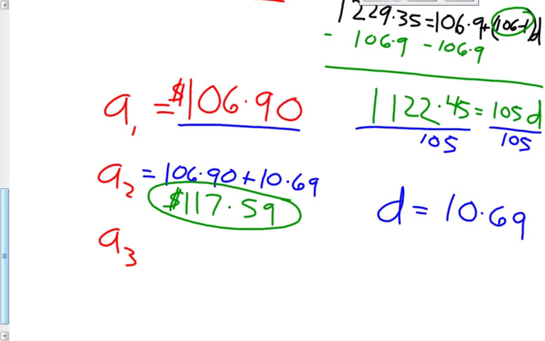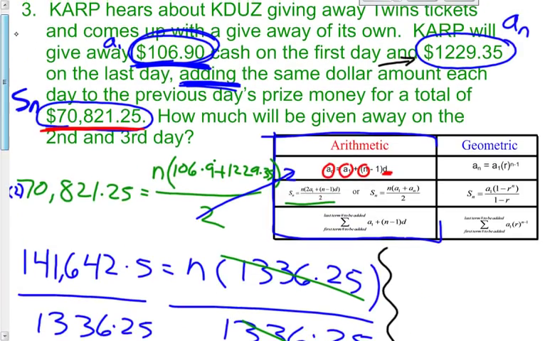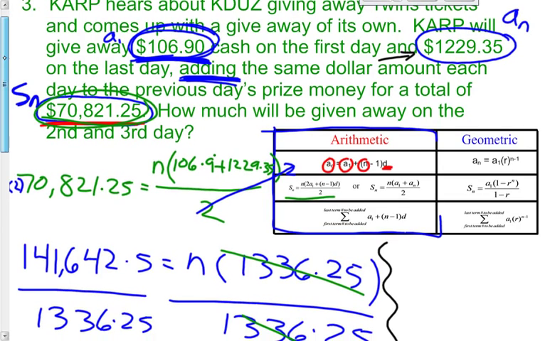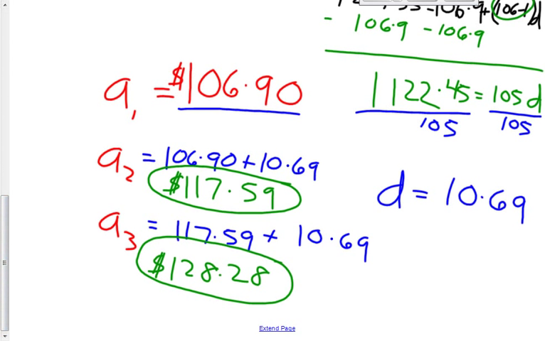Now I want to find how much they're giving away the third day. Well, if I want to find how much they're giving away the third day, I just take the second day, which is 117.59, and add that common difference, which is $10.69. So what are they giving away the third day? Our answer is $128.28. So this radio station is prepared to give away a total amount of money of this much as long as they start with $106.90, and they're going to add $10.69 with each successive day.